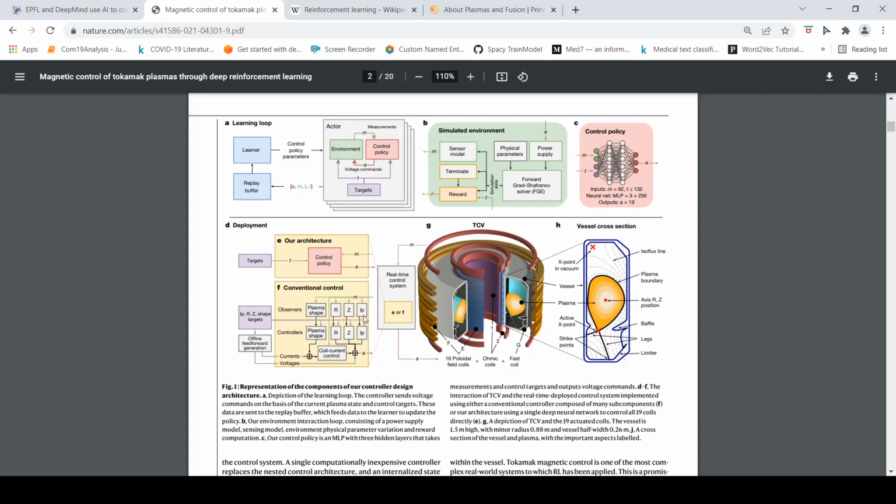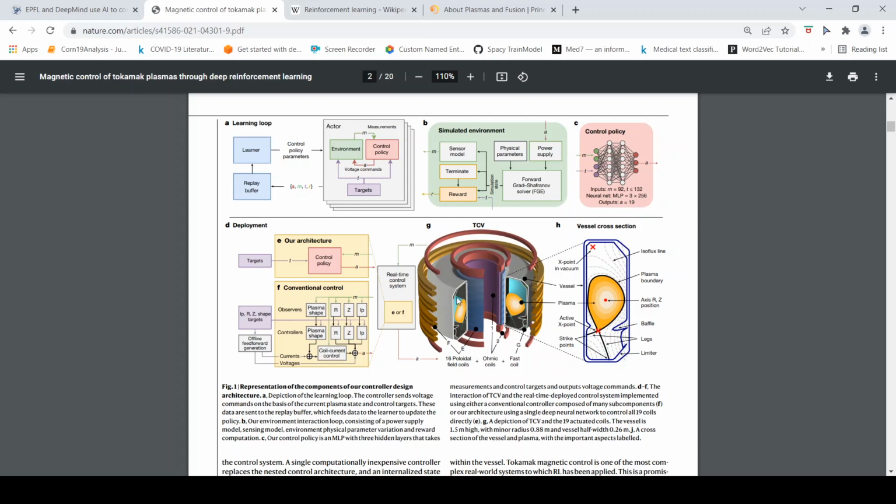Okay. Then the bottom part is the interaction of the TCV, which is this tokamak, and the real-time deployed control system. The real-time deployed control system is implemented using either a conventional control that consists of many subcomponents, or directly this neural network architecture, using a single deep neural network to control all the 19 coils over here. So this is a depiction of the TCV with 19 actuated coils. Okay. And there are some measurements of the vessel over here.